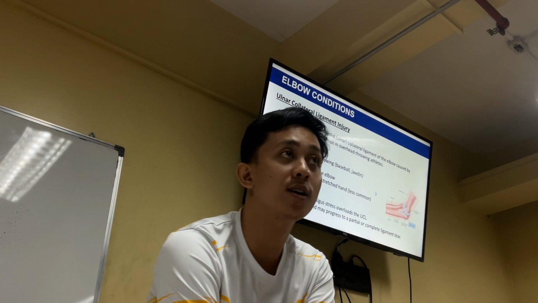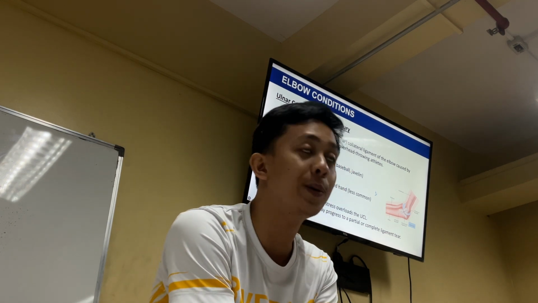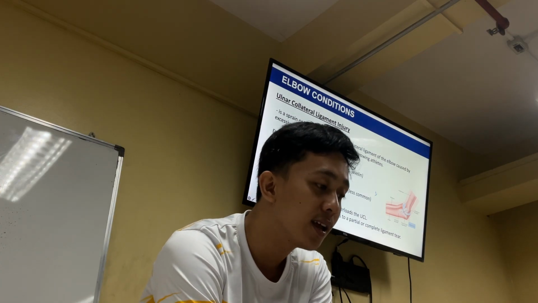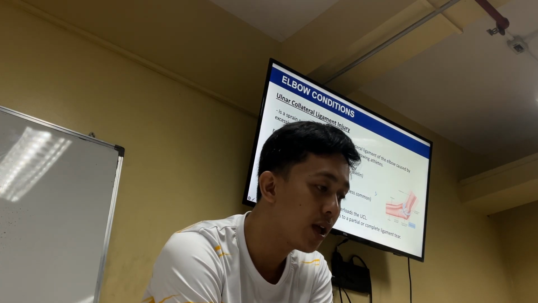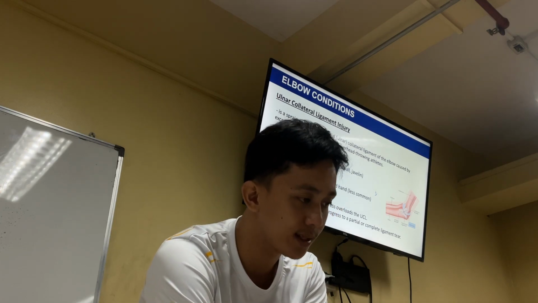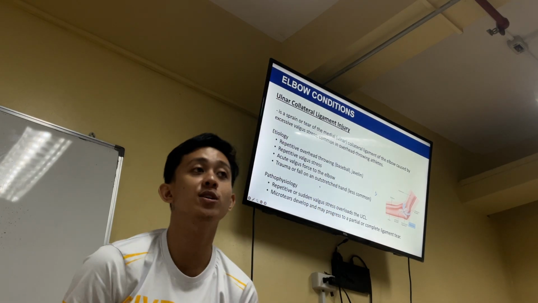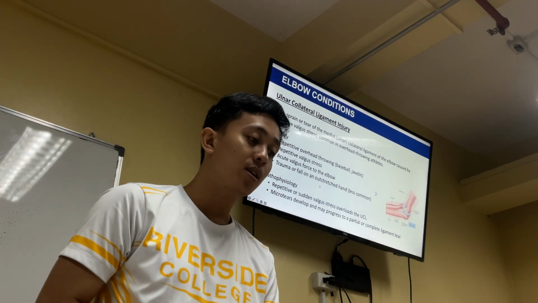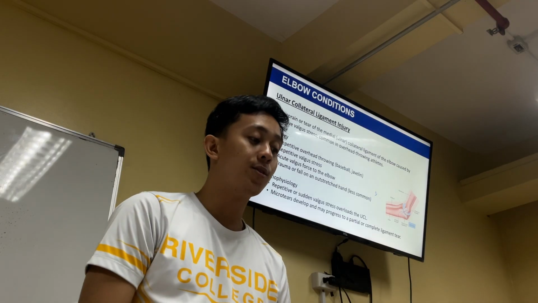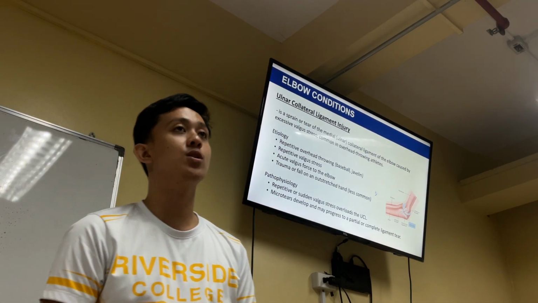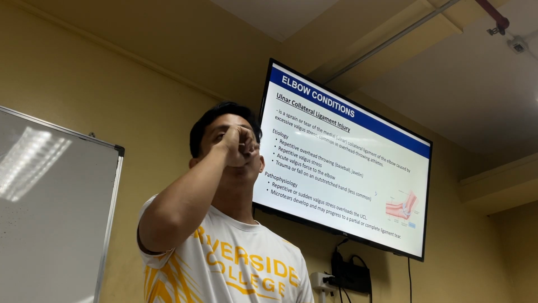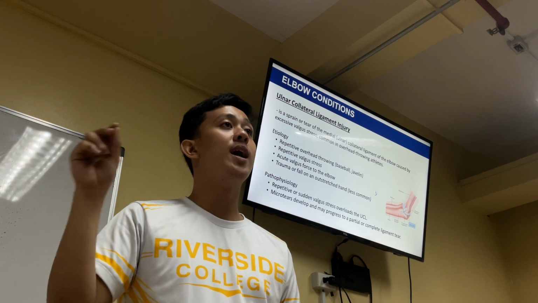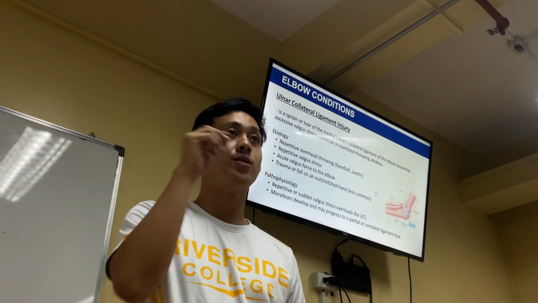Etiology: again, overhead repetitive throwing activities, repetitive valgus stress, and trauma of your medial or ulnar collateral ligament. For the pathophysiology, the repetition or sudden valgus stress overloads your ulnar collateral ligaments or causes even micro tears. If there is repetition and microtrauma, over time there will be a tear or damage of your ulnar collateral ligament.